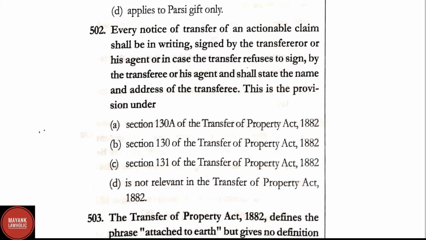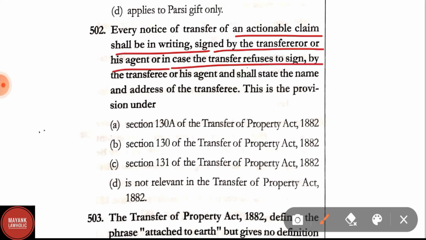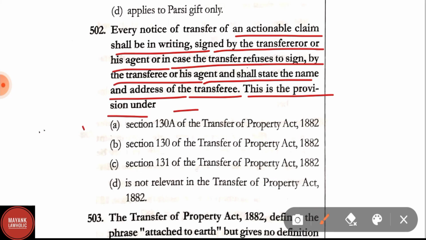Question number 502. Every notice of transfer of an actionable claim shall be in writing, signed by the transferor or his agent, or in case the transferor refuses to sign, by the transferee or his agent, and shall state the name and address of the transferee. This is the provision under option A, Section 130A of TPA, option B, Section 130 of TPA, option C, Section 131 of TPA, and option D is not relevant under TPA. Here the correct answer is option A, Section 130A of TPA.